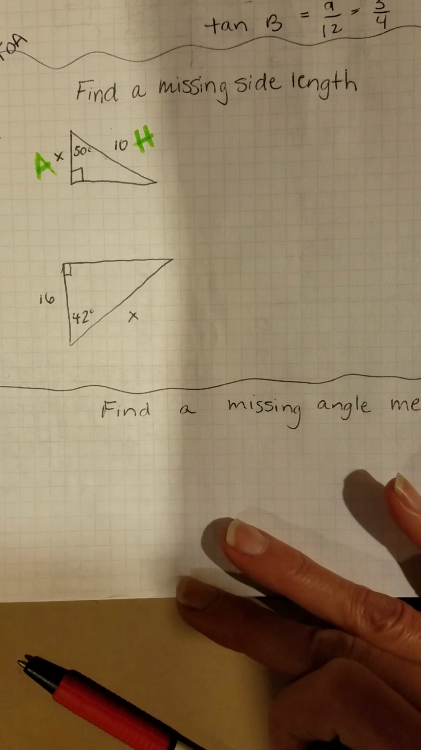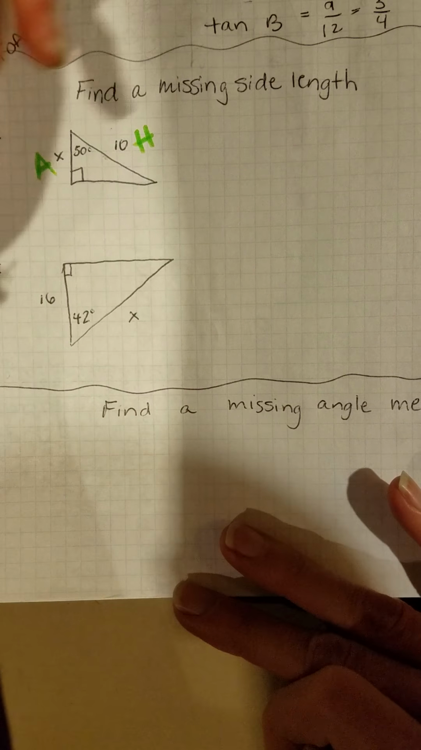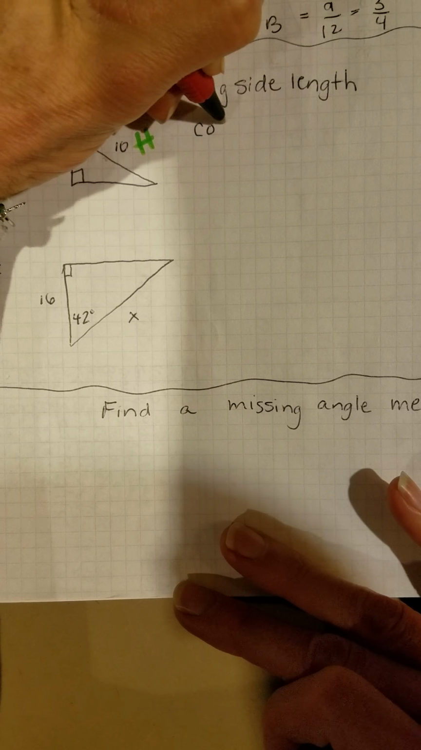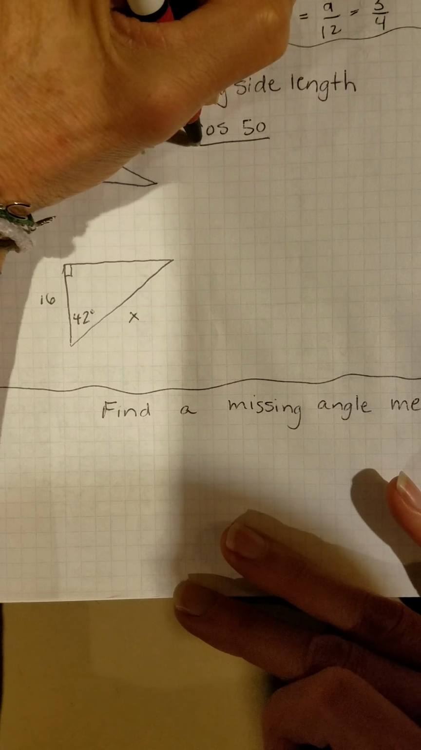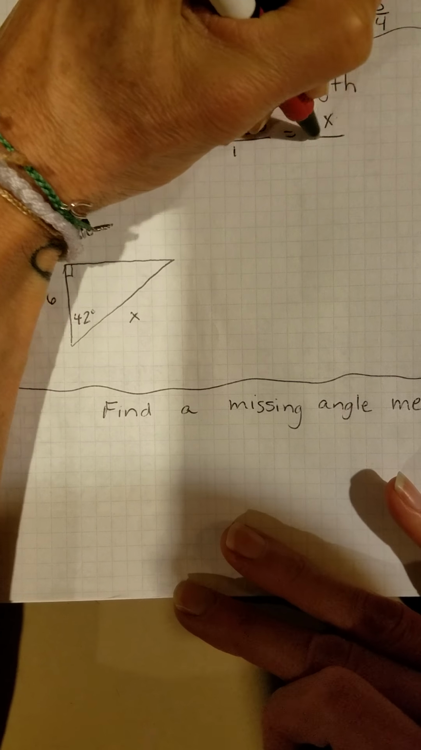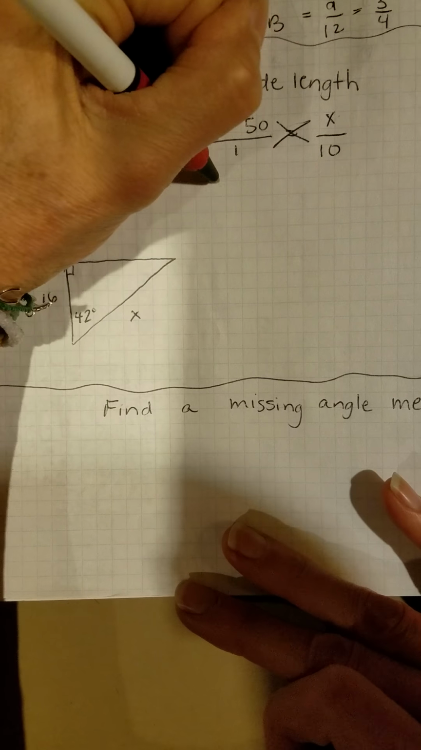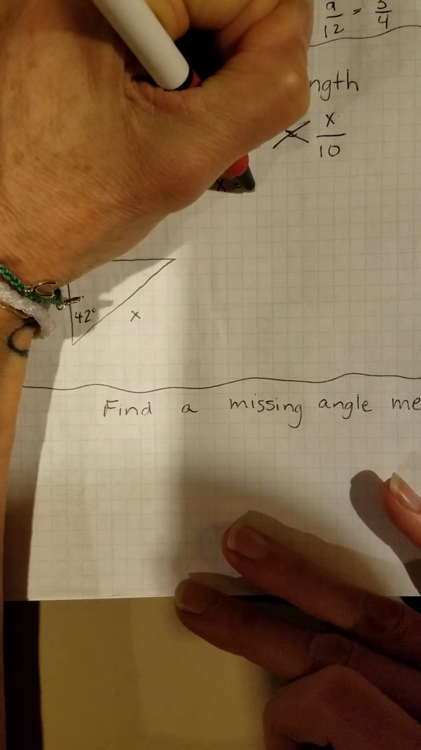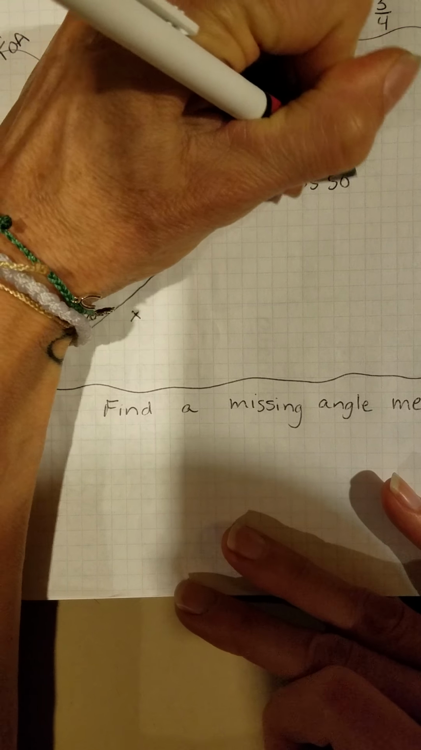I just wrote down the letters A and H, which should clue me into the fact that I need to use the cosine ratio. So cosine of the angle, 50 over 1, is equal to X over 10. I'm going to cross multiply and get X is equal to 10 cosine 50.